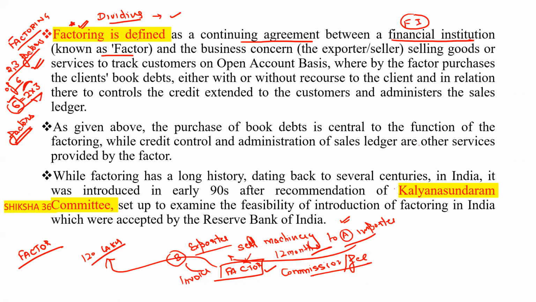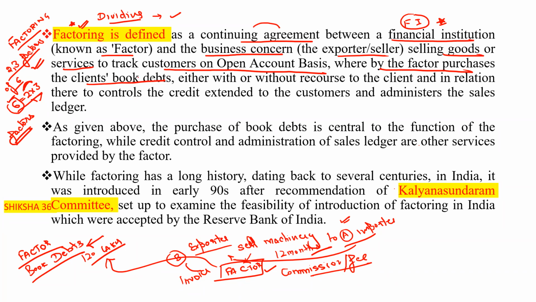So what is factoring? Factoring is defined as a continuing agreement between a financial institution, that is the factor, and the business concern, that is the exporter and seller selling goods or services to trade customers on open account basis, whereby the factor purchases the client's book debts. Book debts are those from where they will get the payment.